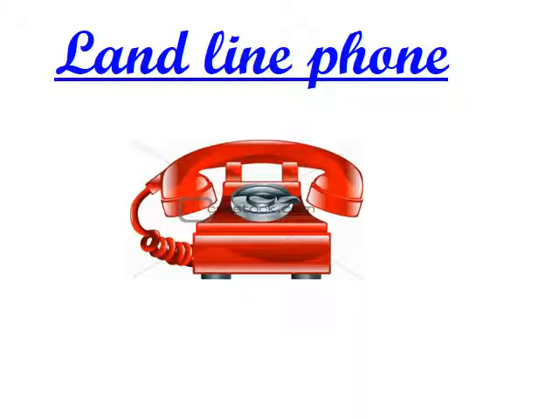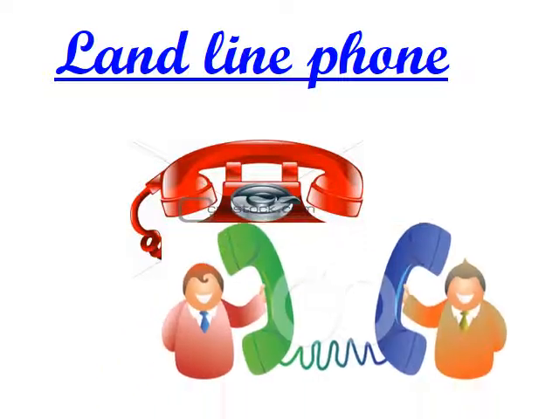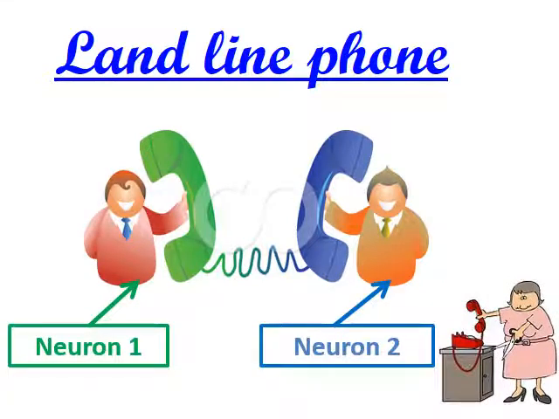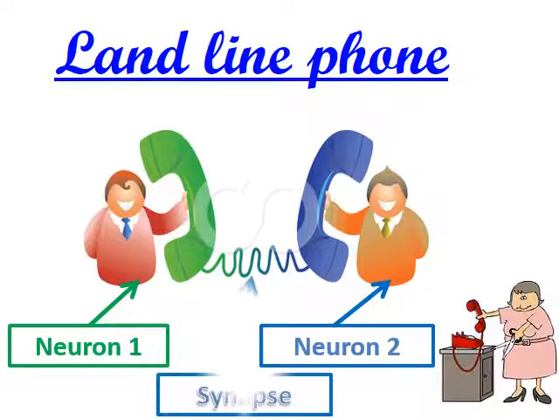If you want to connect two people, we need a landline phone. So what about the connection between two neurons? What do we need to connect neuron number 1 to neuron number 2? We need something called a synapse. What is a synapse? We are going to talk about the synapse.